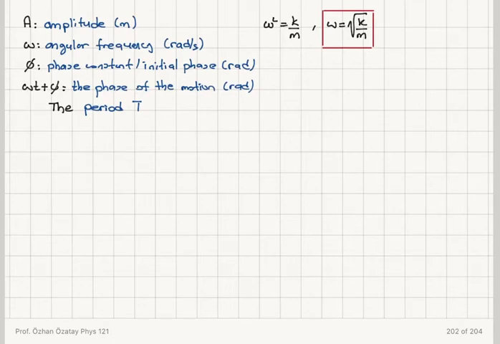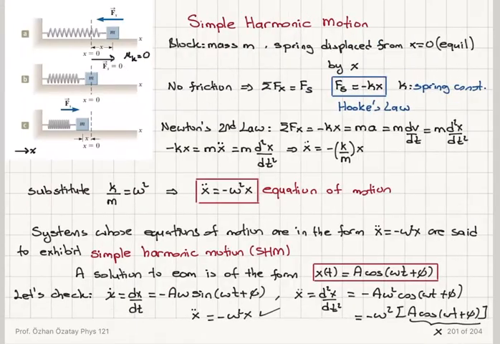Well, as a concept, what is period? The period T is defined as the time required for the particle to go through one full cycle of its motion. So it is measured in seconds. It's the time interval for one full oscillation cycle. Okay, so how can I calculate the period?